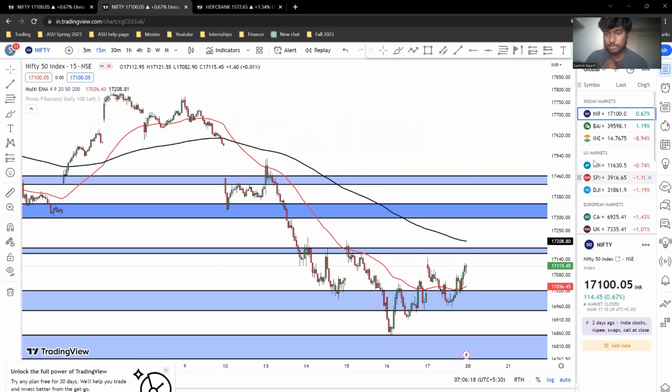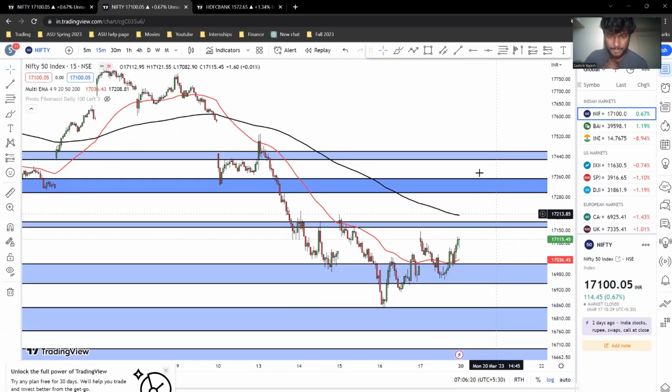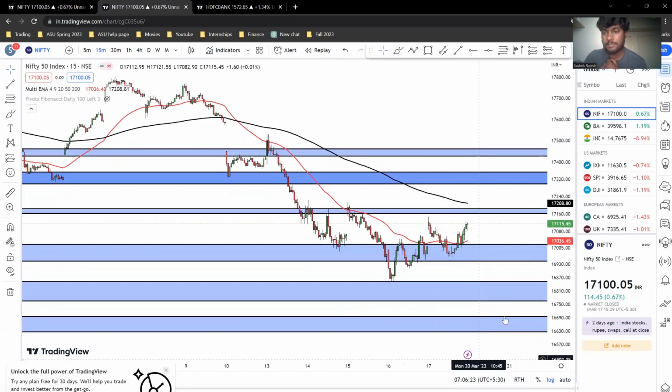So let's go to our trade plan right now. All right, so I marked the levels.